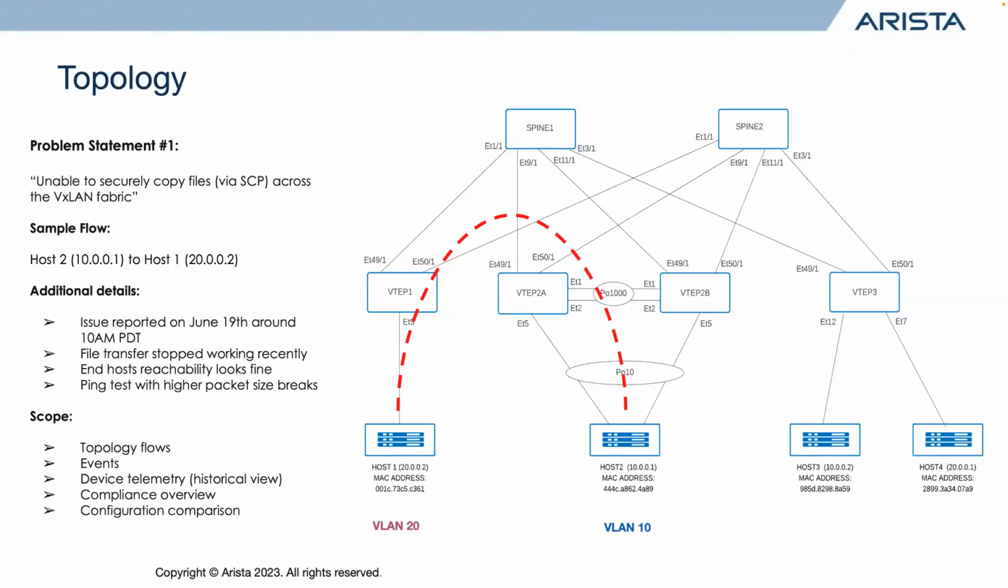So the issue was reported initially on June 19th, around 10 a.m. Pacific time. The file transfer stopped working recently, and the IP reachability between the end hosts seems to be working fine, with ping tests confirming the same. However, there was one interesting point that was also shared, where the pings with regular packet sizes were working fine, but then stopped working as and when we bumped up the packet size.